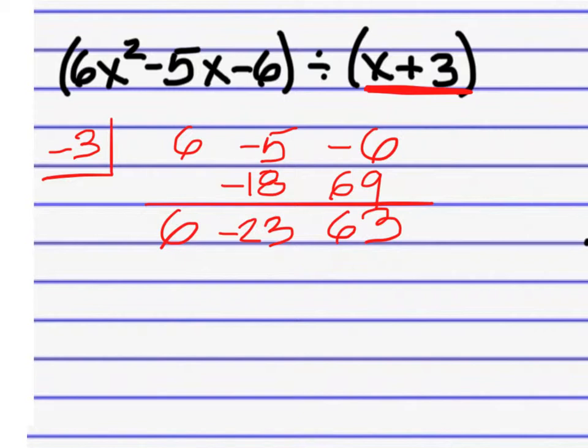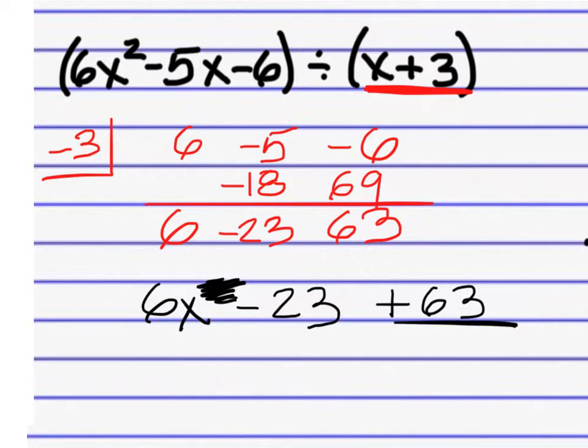What you see on the very end is the remainder. So if you go back one spot to the left here, this is the remainder. You go back one spot, this is the constant. Go back another spot, there's your x term. So your solution is 6x squared minus 23, I'm sorry, not x squared, just 6x. 6x minus 23 plus 63 over x plus 3.